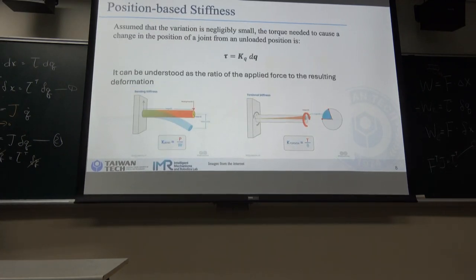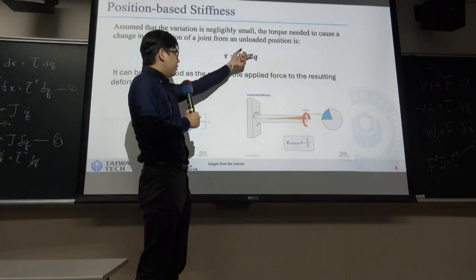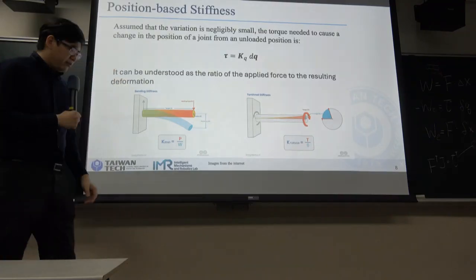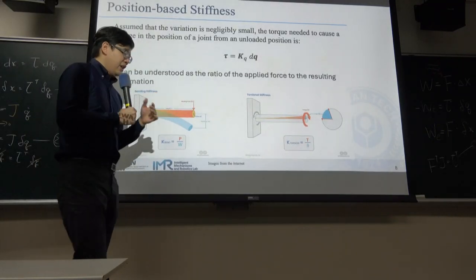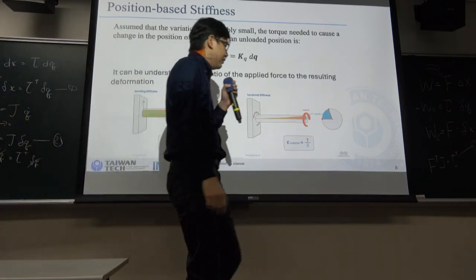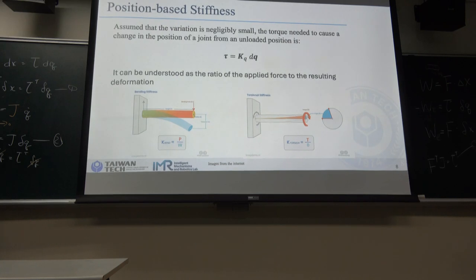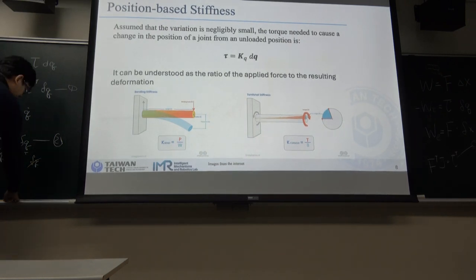And now we come to stiffness. So I assume that the variation is negligibly small. The torque needed to cause a change in the position of the joint at a local position is torque equal to K times delta Q. So what is the definition of stiffness? I don't know how many of you still remember what the definition of stiffness is.